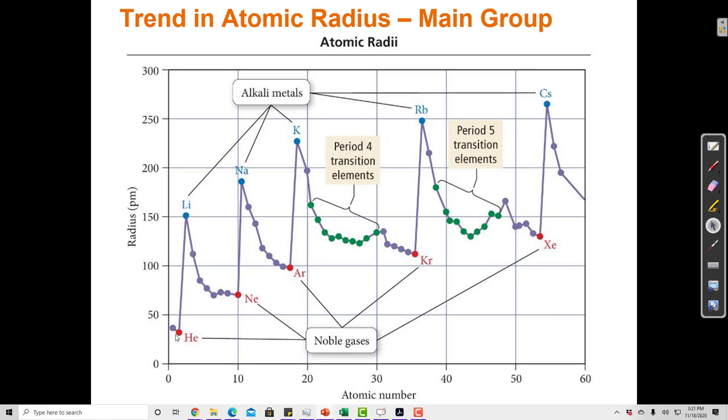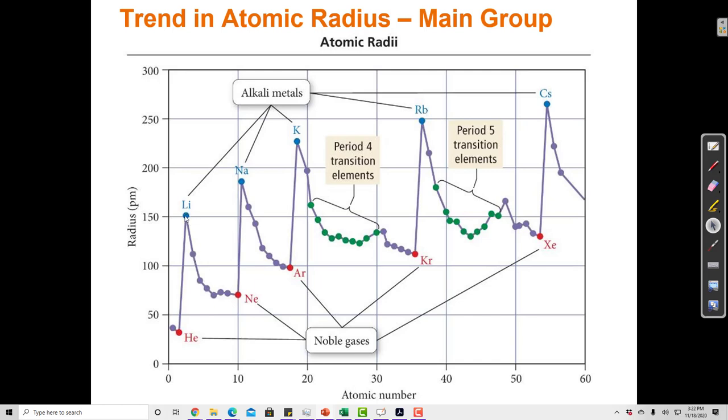Adding a second shell from helium to lithium increases the radius substantially, right? Going from hydrogen to helium is just adding a second electron into the 1s orbital. These are both in the first shell, so adding a second one actually makes it get smaller because of the nuclear charge on helium. But when we add a second shell, and now that first shell is full, the radius really increases. But again, from there, the next element is even smaller than lithium.